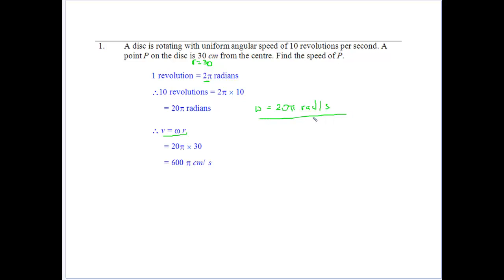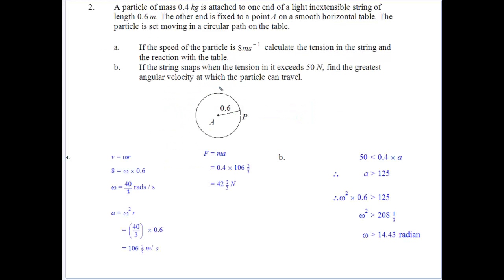Our omega has to be in terms of radians per second, so that's why we have to change it to 20 pi. Times the 30, we end up with a speed of 600 pi centimeters per second. So that's how we have to calculate that. We have to convert revolutions per second to radians per second.